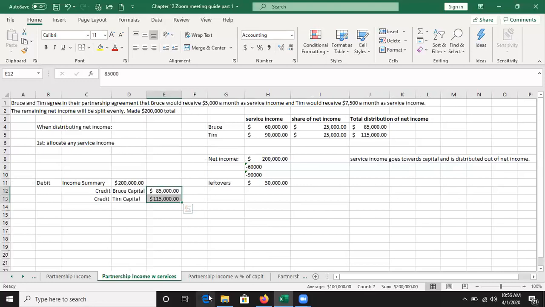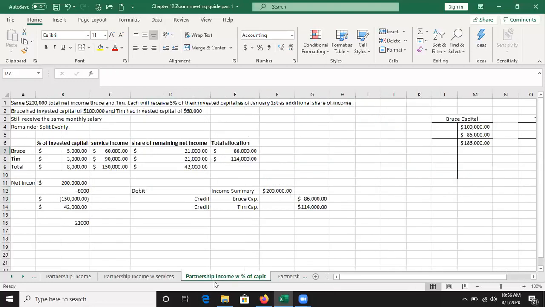And then if you have a scenario, again, these are all if scenarios. Partnerships are not forced to have salaries nor to give a capital percentage distribution. Okay, so these are all if scenarios. If you have an agreement where a percentage of your capital is to be distributed, you do that first, you do the service income, and then lastly, you split the share of remaining net income.